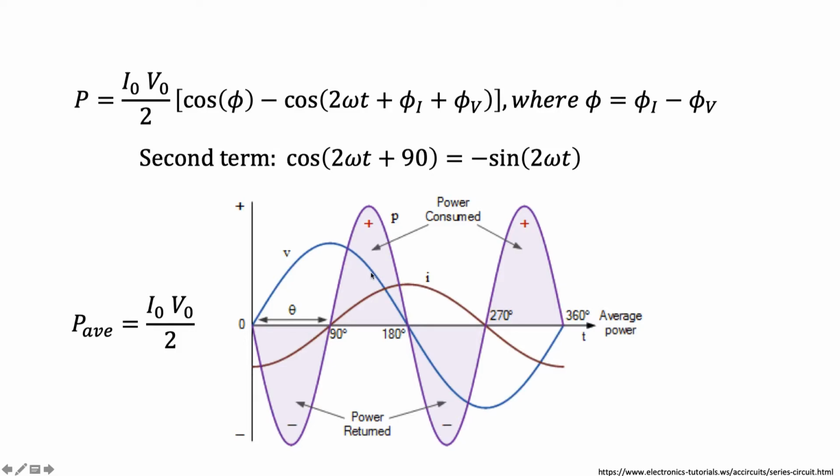Thus, you can see that the power is being used up and then returned alternately. Power is moved back and forth through the inductor, and therefore it's not really used up. In one full cycle, the total power used up is just 0. The magnitude 1/2 I naught V naught is just the average of the absolute value of the power. This is the amount of power that is being exchanged.